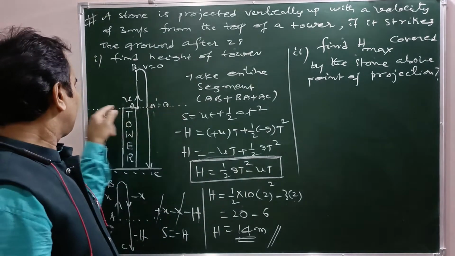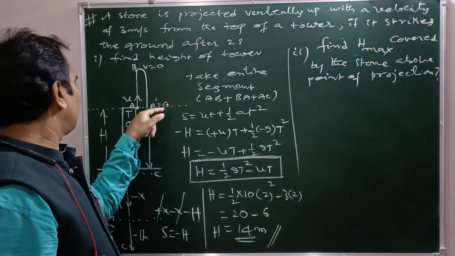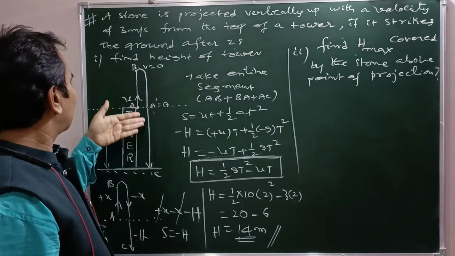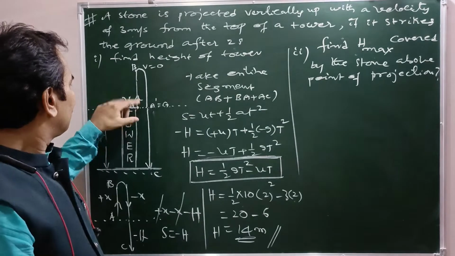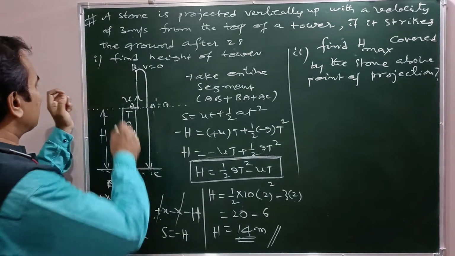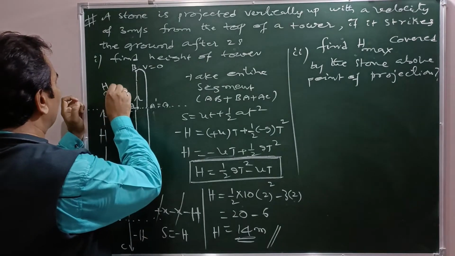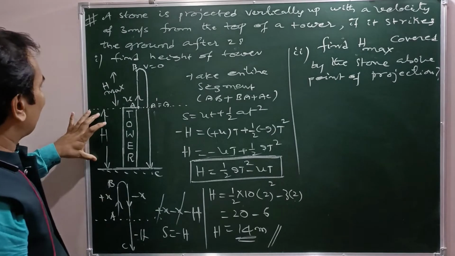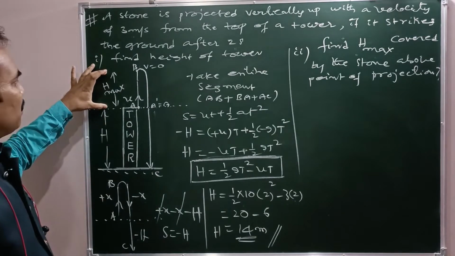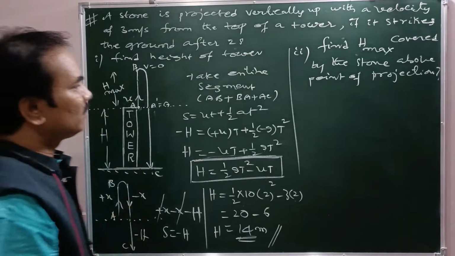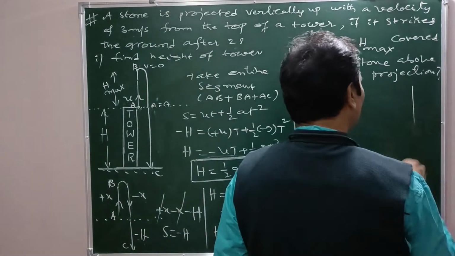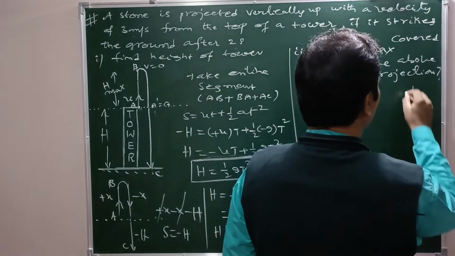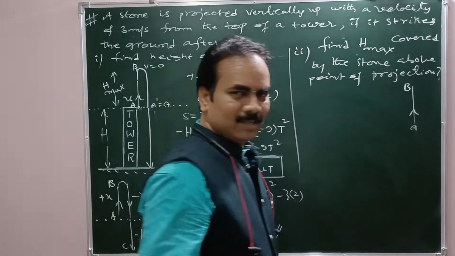This is the level of the point of projection. Now, when it is projected from the top, this is the vertical height covered, H max. This is the height of the tower. This is the max height reached. So now take segment AB. Now segment AB is to be considered.